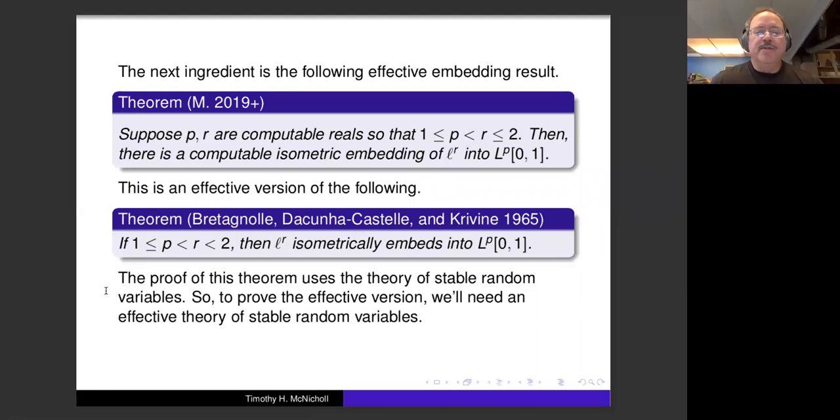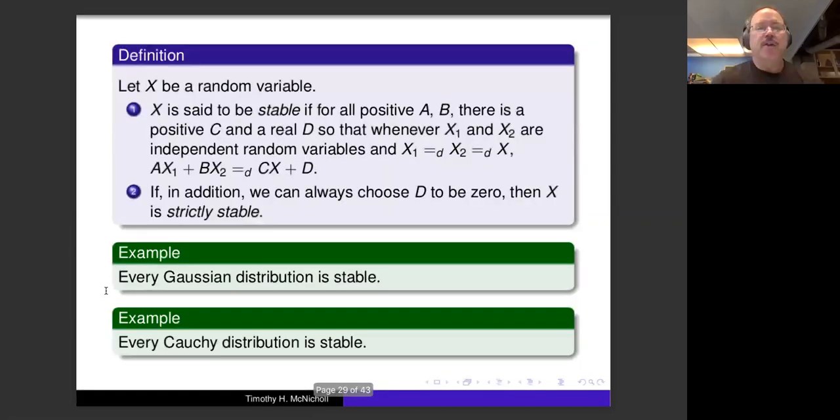For this effective version, we're going to need an effective theory of stable random variables. Okay, so a crash course in stable random variables. Let's say we've got a random variable X. It's called stable if whenever you have two positive numbers a and b, there's a corresponding positive number c and a real d, so that whenever X1 and X2 are independent copies of X, that is, they are independent and have the same distribution as X, aX1 plus bX2 has the same distribution as cX plus d.